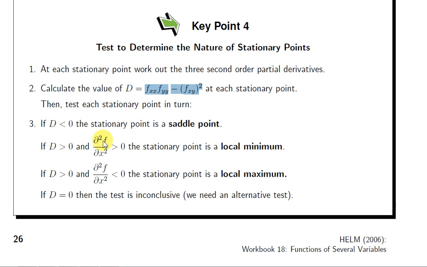If both D and the second partial derivative of f with respect to x are greater than 0, the stationary point is a local minimum. If both D and the second partial derivative of f with respect to x is less than 0, then the stationary point is a local maximum. If D equals 0, the test is inconclusive.